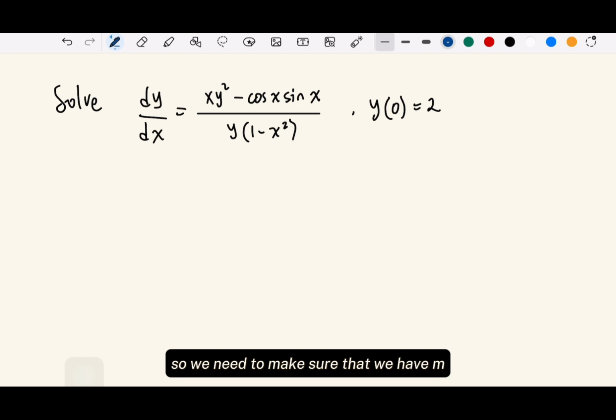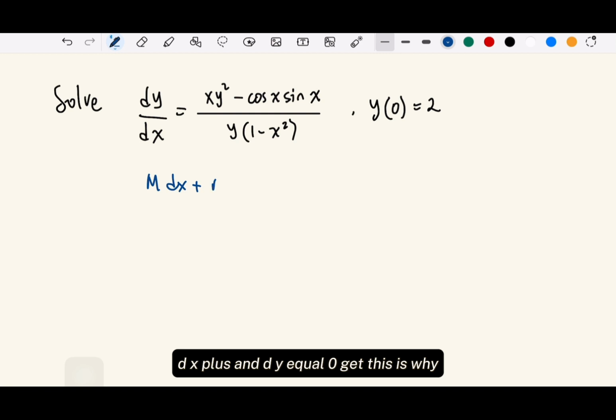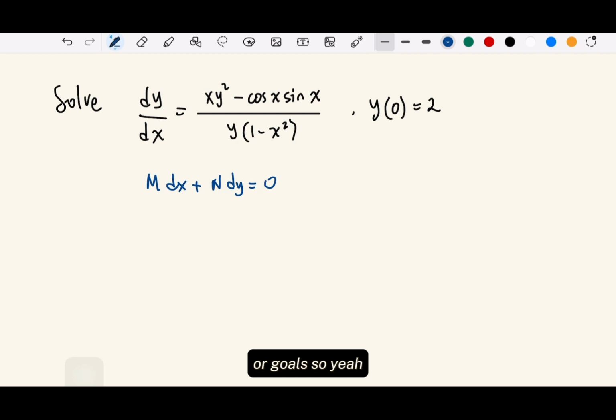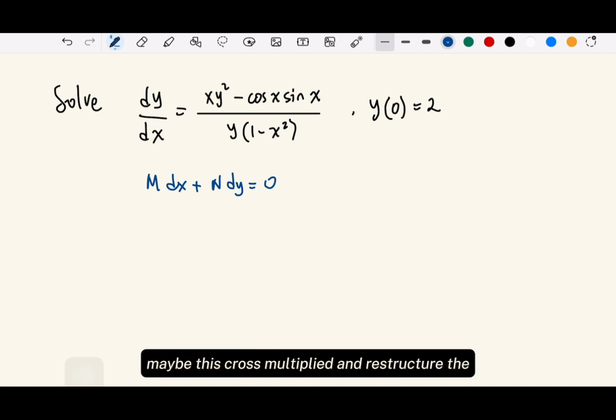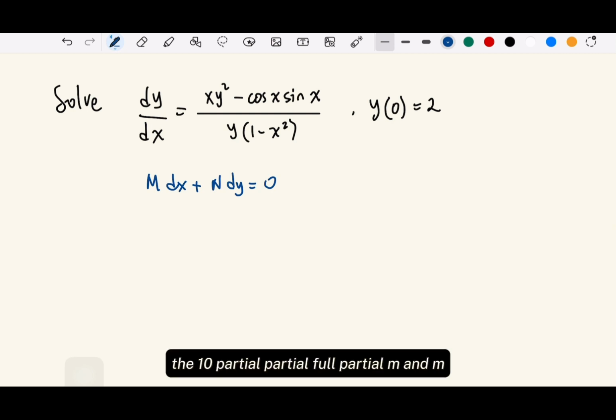So we need to make sure that we have m dx plus n dy equals 0. Okay, this is our goal. So we maybe just cross multiply and then restructure the equation into this m dx plus n dy equals 0. And after that, check first the exactness. So check both partials of m and n. If they are equal, it means that they are in exact equation. So we can use the exact equation method.